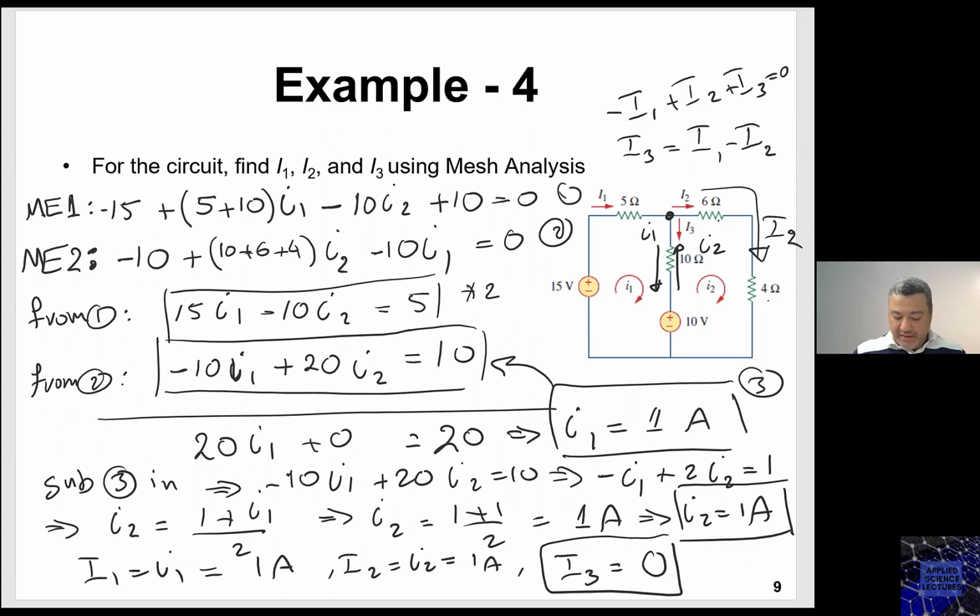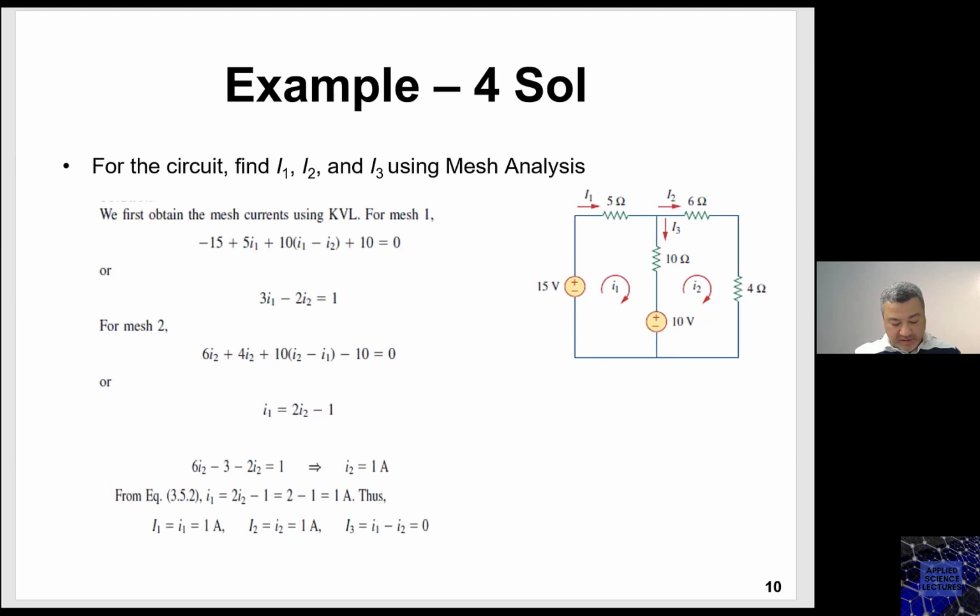Okay. Any question about this example? No questions. Okay, so let's move on. This is the solution as well as given to you here.